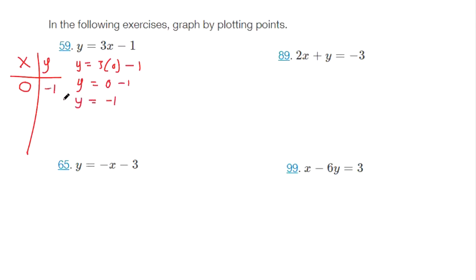So I plugged in x equals 0 and got y equals -1. If I plug in x equals -1 in here, then I get y equals 3 times -1 minus 1. So that's -3 minus 1, which makes -4. If I plug in +1 for x, 3 minus 1 makes 2 here.